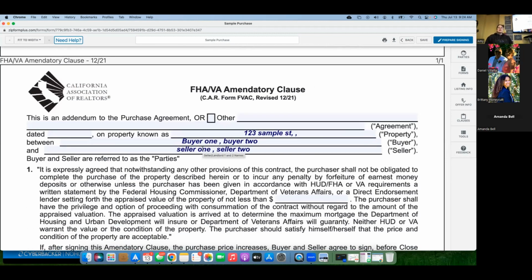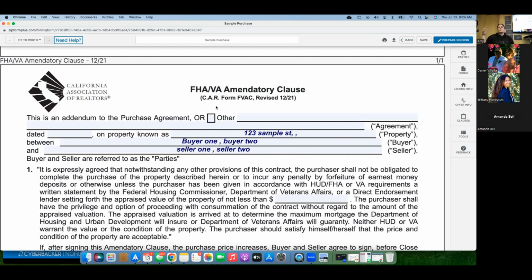So the FHA VA amendatory clause is required for any offers that are made that are VA or FHA loans on those properties, or if our buyer switches from a conventional loan to an FHA loan, which they have every right to do. You would need to then come back and include this form. So it's an addendum to the purchase agreement.